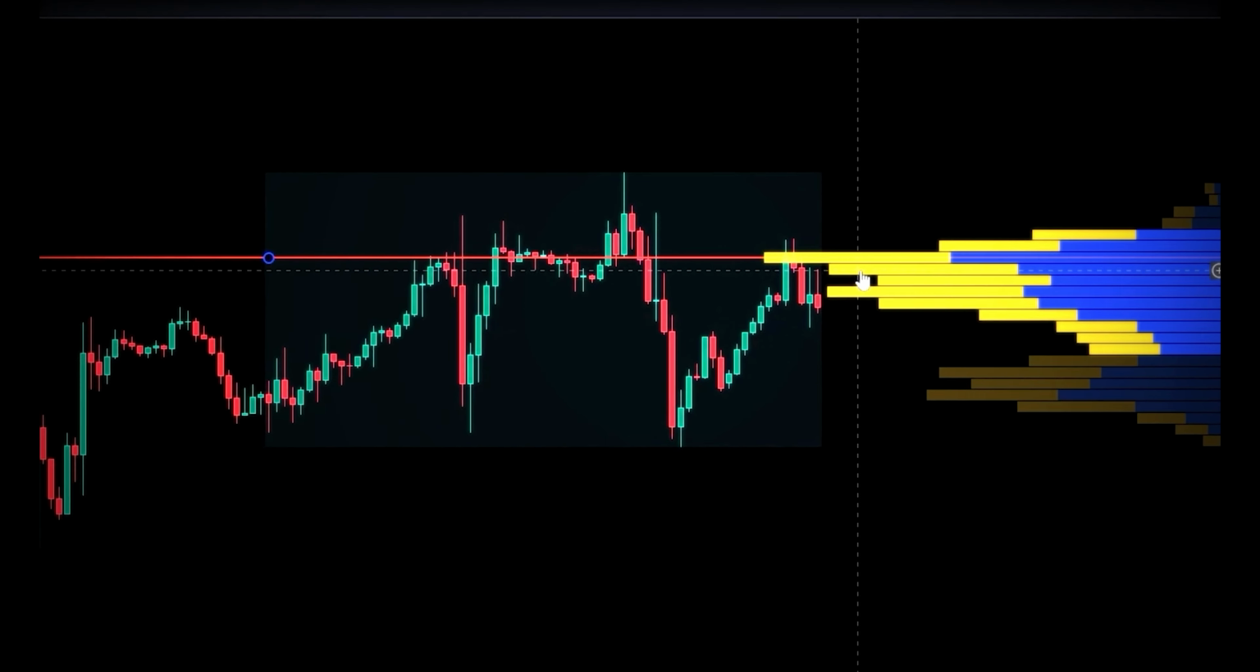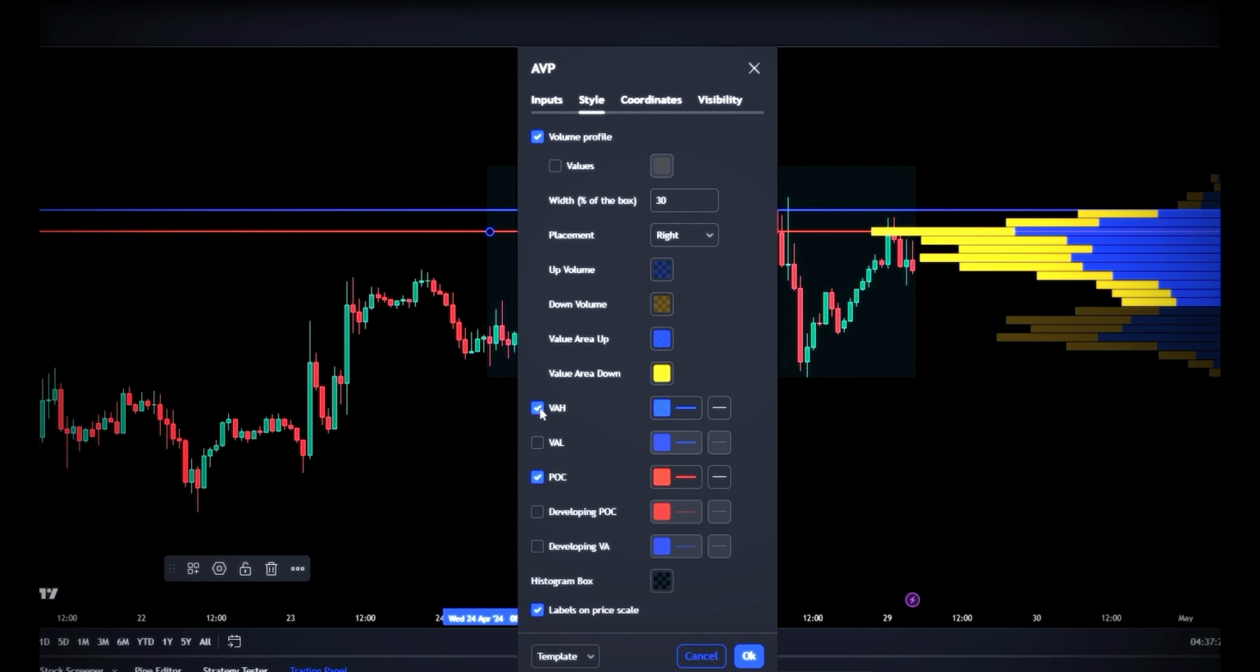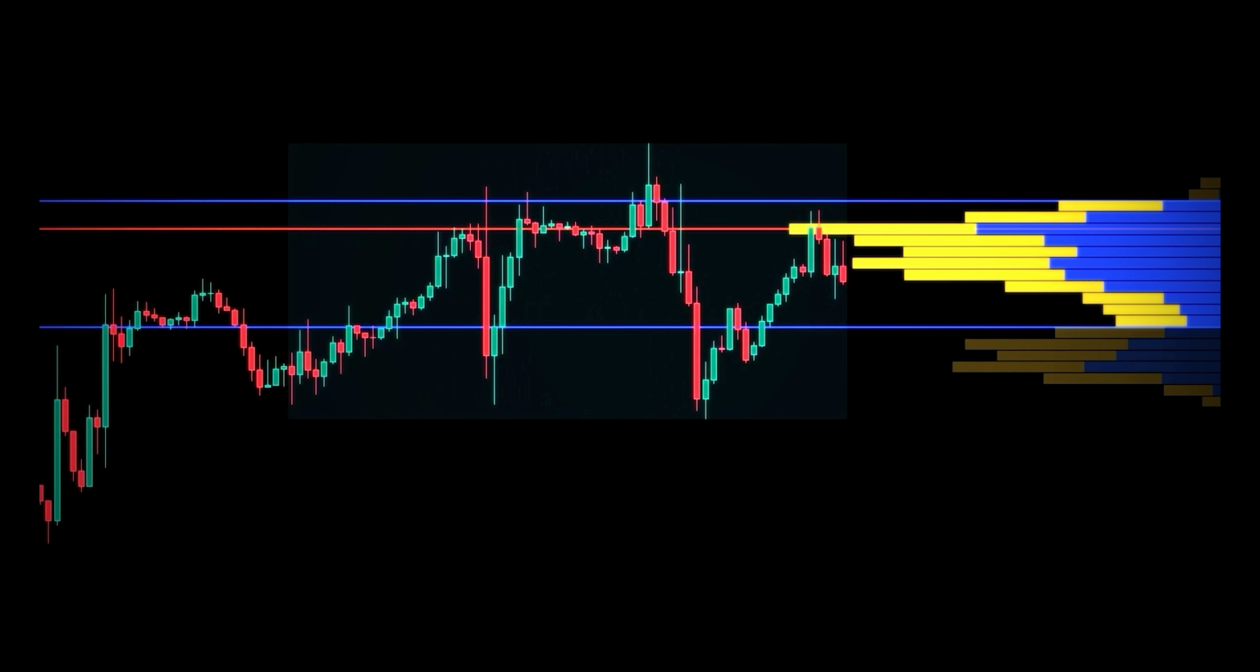If we double-click on the anchored volume profile, we can open up the settings. Here we can customize colors, adjust our settings and parameters. For now, we'll turn on the value area high and the value area low. This will give us two additional lines highlighted on our chart, and these are the levels that typically you want to pay attention to.